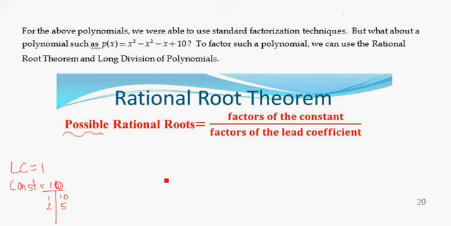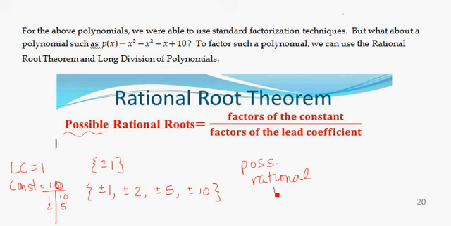So all of the possible factors of the constant term, that would be plus or minus 1, plus or minus 2, plus or minus 5, and plus or minus 10. And all of the possible factors of the leading coefficient would just be plus or minus 1. So how do I write this as a ratio? So all the possible rational roots, right? If I wrote that as a list, it would be all the possible factors of the constant divided by the factors of the leading coefficient.